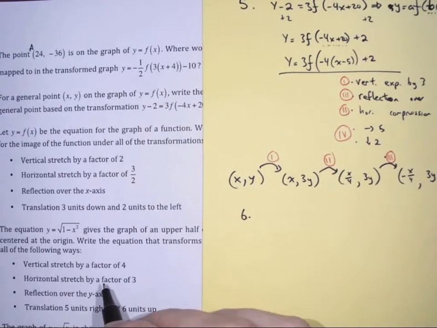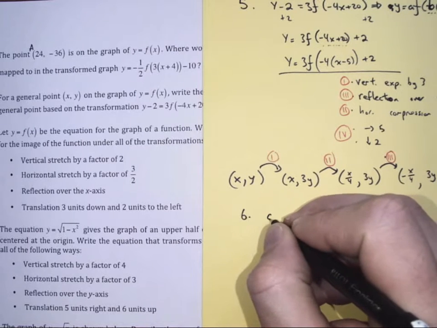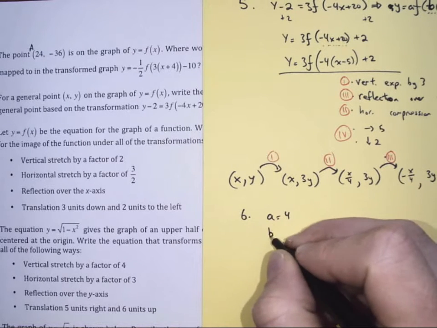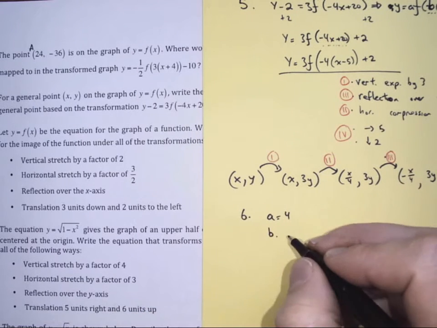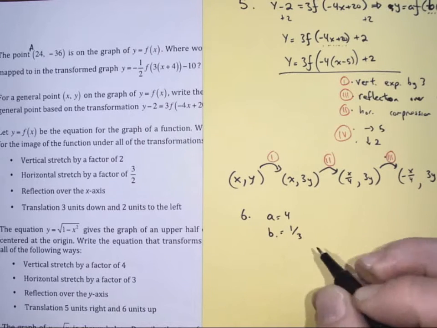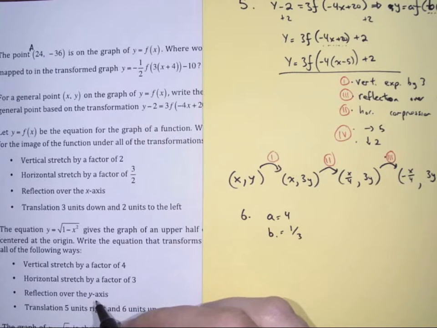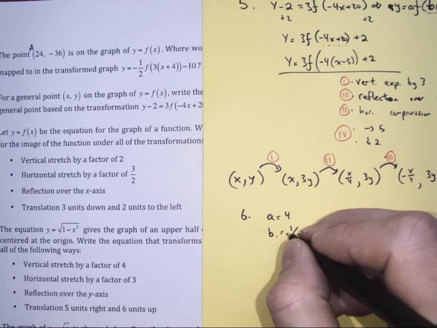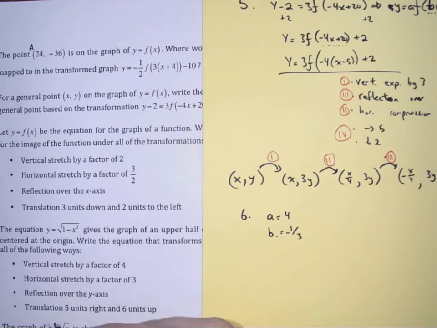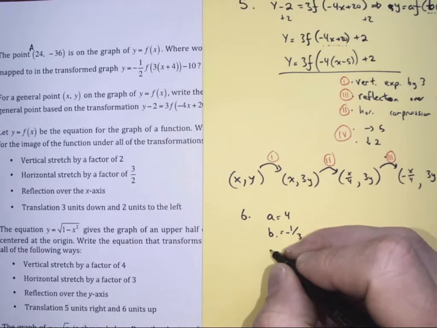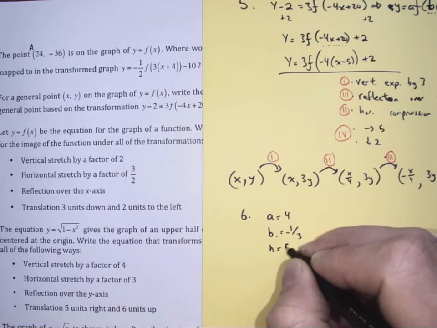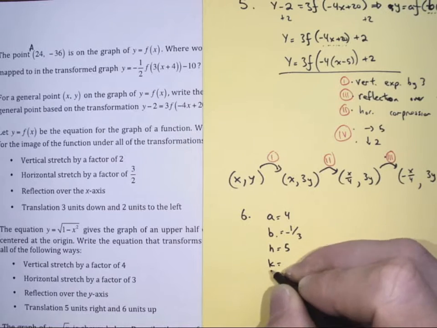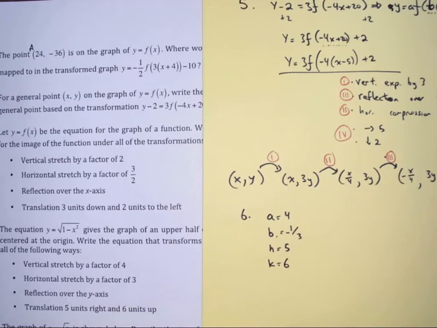All right. We start with a vertical stretch by a factor of 4. That means my a value is 4. My b value is a stretch by a factor of 3, so that means I'm going to have a b value of a third. Oh, but I have a reflection over the y-axis. That's going to affect my b value, make it negative. Now we've got translation 5 units right. So that means my h value is 5. My k value moves 6 units up, so that's 6.